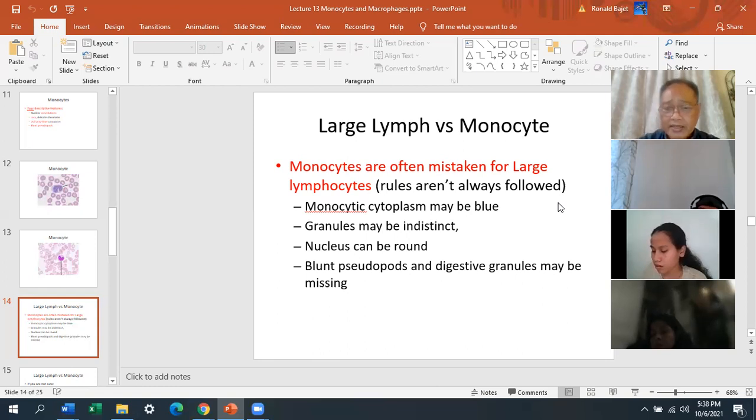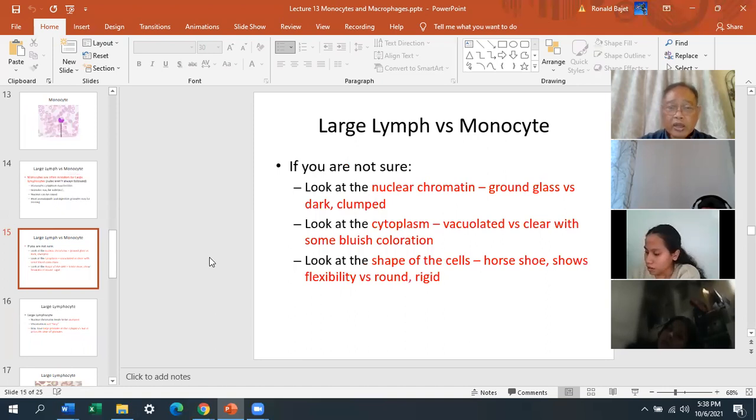Blunt pseudopods and digestive granules may be missing. So this page is to illustrate that monocytes necessarily will not follow the general rules of the monocyte definition. So if you're not sure, look at the chromatin pattern, ground glass, spongy or lacy looking versus dark clumped. If it's dark and clumped, it's a lymphocyte. If it's ground glass, lacy, or flexible, then it's a monocyte.